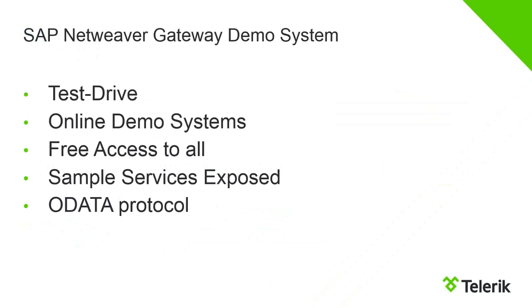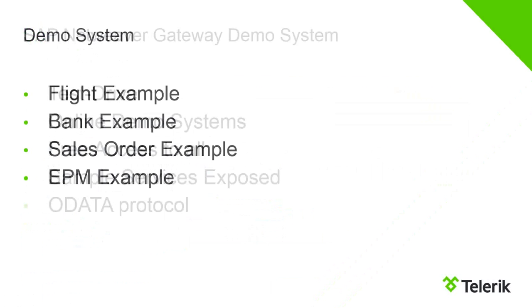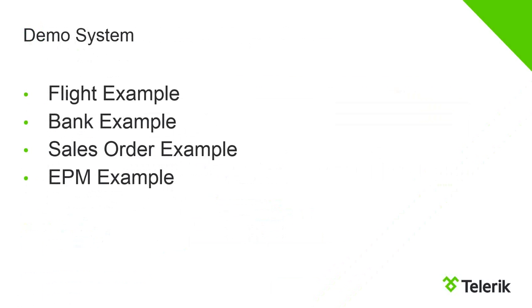The demo system is nothing but a way to test drive the SAP backend, the SAP business functions that they have exposed. It's an online demo system, free access to all. Sample services are exposed, and it follows the OData protocol, right? So basically, there are four major demo systems that they have exposed. One is a flight example, another is a bank example, a third is a sales order example, and the fourth is an enterprise procurement model example. These are the examples that they have currently put up.